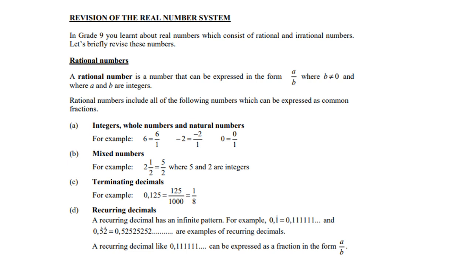Mixed numbers, for instance, 2.5, which is 5 over 2, where 5 and 2 are integers. Terminating decimals, for instance, 0.125, which comes from 1/8. Recurring decimals, for instance, 0.1 recurring, 0.111 to infinity, or maybe 0.525252. As long as there's a pattern and it's recurring, then we consider it as rational.